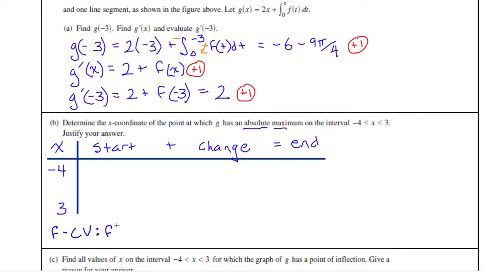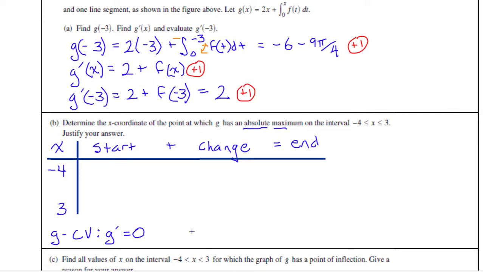And I guess I should back up because it's really G. So GCV is where G prime does what? G prime equals 0. Exactly. So we take G prime, which we have right here, and set that equal to 0.